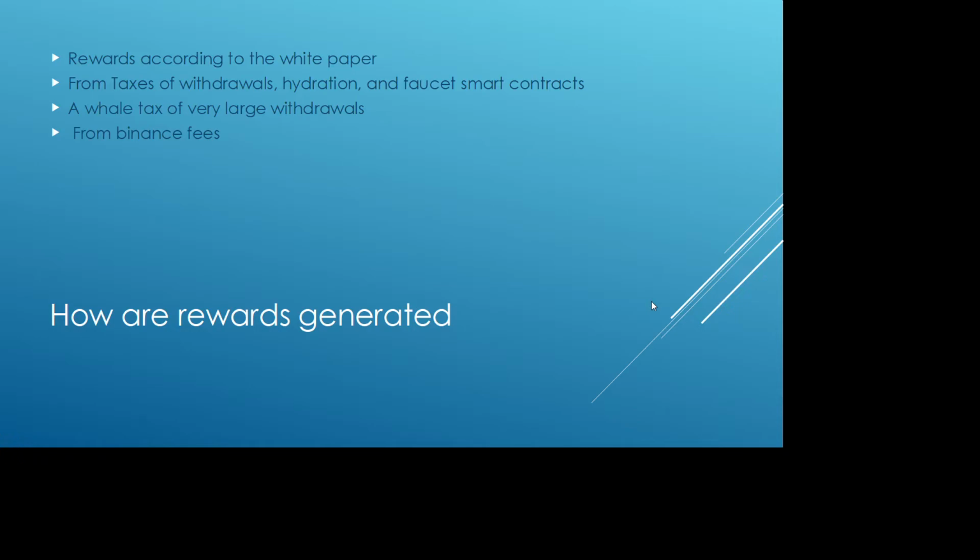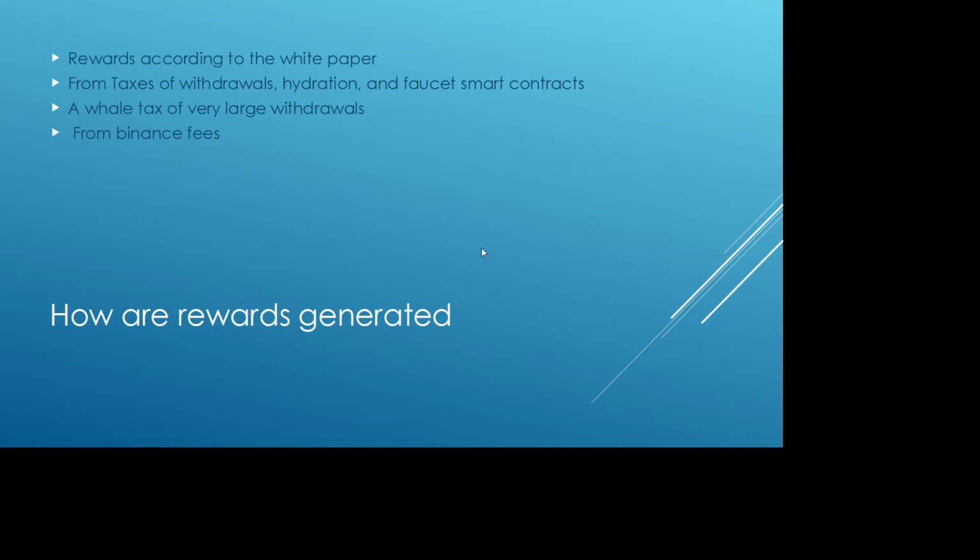So how are the rewards generated? This is pretty important for me, because you want to see it going long term. So rewards, according to the white paper, are generated from taxes of withdrawals, hydration, and Faucet smart contracts. A whale tax, which applies to very large withdrawals, so this is to reduce people taking large amounts of coin out, and from Binance fees. So they do have money coming in to repay those rewards.